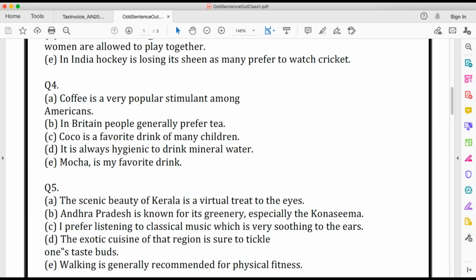Sentence number A, treat to the eyes. Sentence number B, greenery around. Sentence number C, soothing to the ears. Sentence number D, stimulating my taste buds. Sentence number E, physical fitness. Are you all not seeing that even B is talking about the natural impact happening on you? It's not talking about physical fitness. You drive physical fitness. Physical fitness is non-natural. Everything else in the first four is natural.